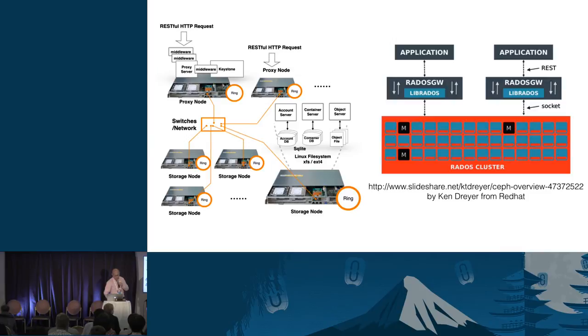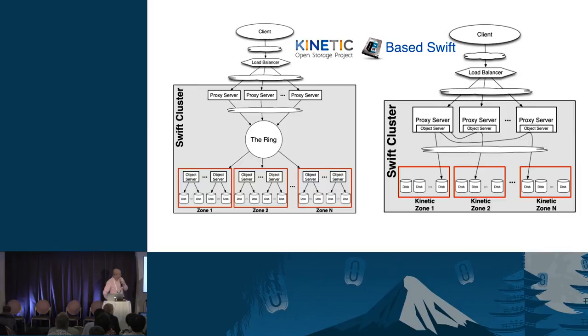But for kinetic-based Swift, we still have PC servers, but the number is smaller. We only use proxy servers. Actually, we run the account server and container server on the proxy server nodes. So we also call it a PACO server, P-A-C-O, because there are proxy server, account server, container server, and object server on those nodes.